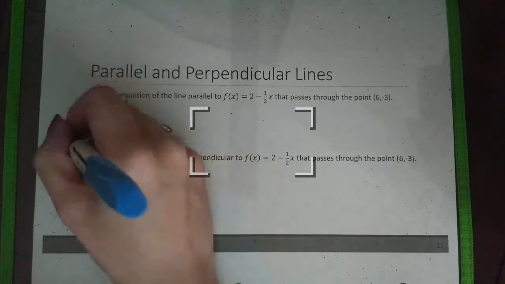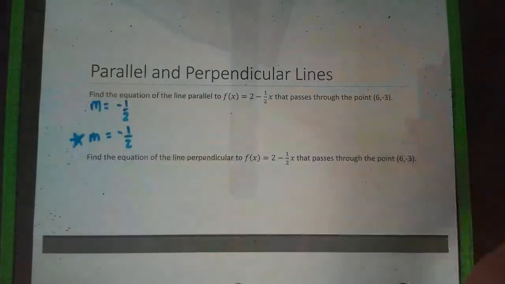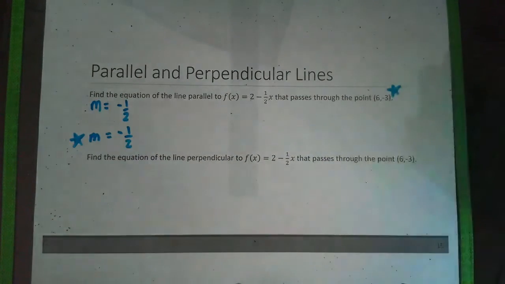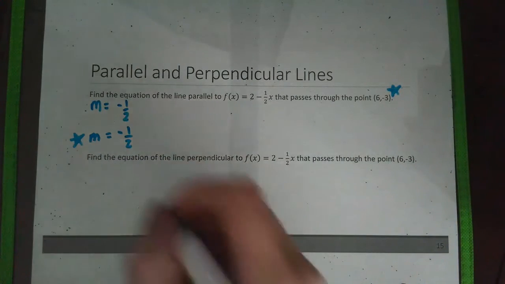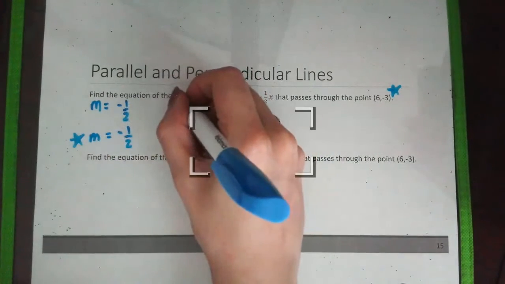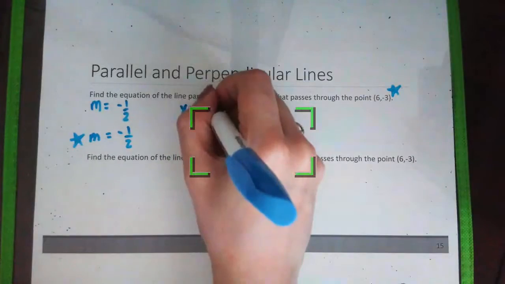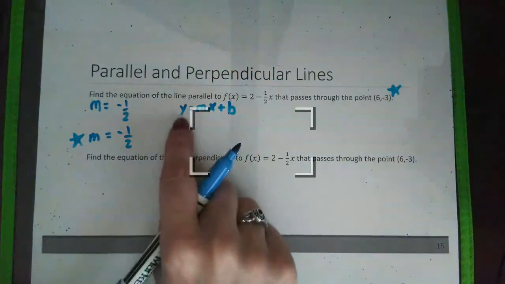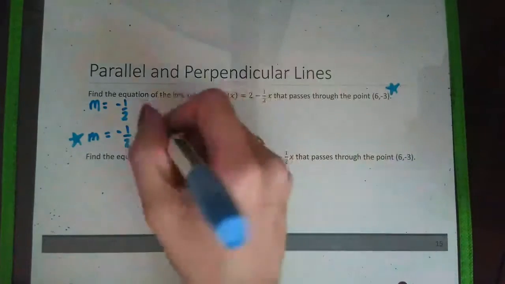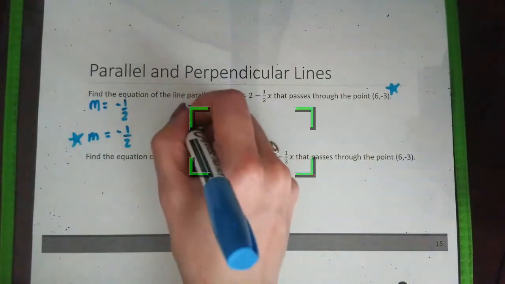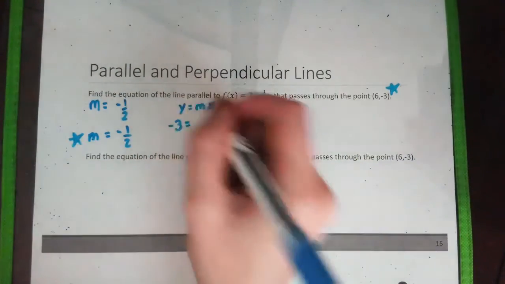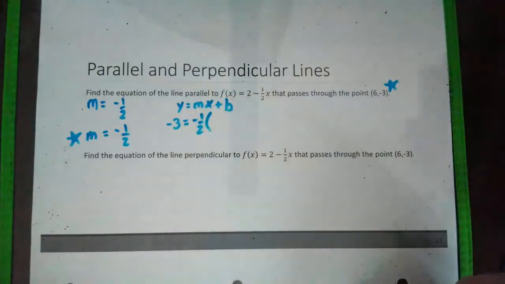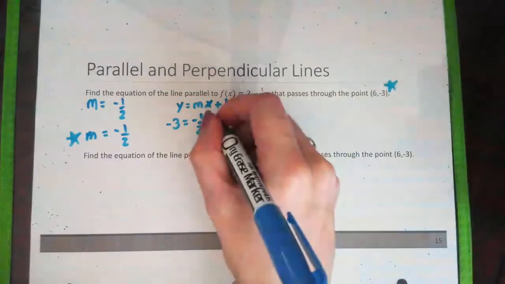So now what I'm doing is I know I want to use a slope of -1/2, and I want to go through the point 6, -3. So let's pretend we're a y equals mx plus b person for a little bit. Then we would substitute in the y value of our point, -3, is equal to our m value, which was -1/2, times the x value of our point, which was 6.